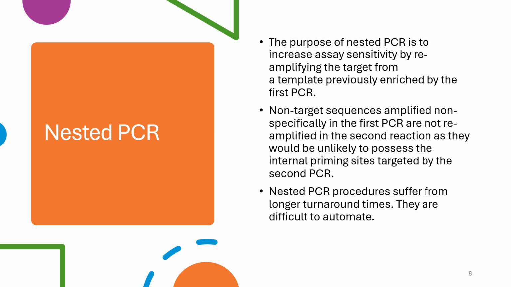The purpose of nested PCR is to increase the assay sensitivity by re-amplifying the target from a template previously enriched by the first PCR. Non-target sequences amplified non-specifically in the first PCR are not re-amplified in the second reaction as they would be unlikely to possess the internal priming sites targeted by the second PCR. Nested PCR procedures suffer from longer turnaround times. They are difficult to automate.